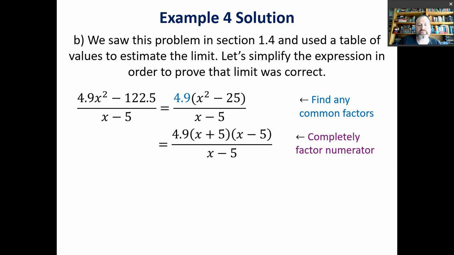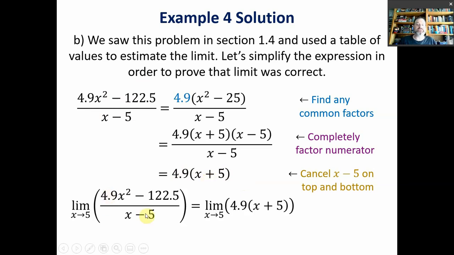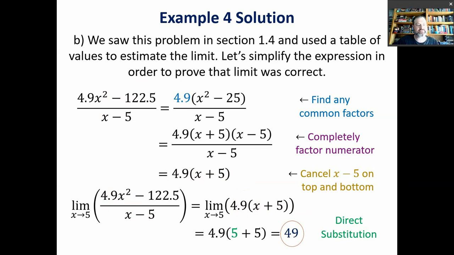Then we completely factor the numerator. Now it's a little easier to see. We're trying to get rid of this x minus 5. Factor that numerator. These two will cancel. And you get a much simpler function. So if we want to find this limit as x approaches 5, that's the same as finding this limit as x approaches 5. So we just set those equal to each other, right? So if I'm trying to solve this, that's exactly the same as trying to solve this. This is a polynomial. So I can plug in 5, I can use direct substitution, and 49 is my answer.